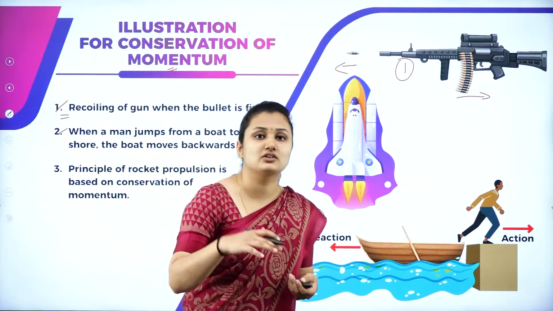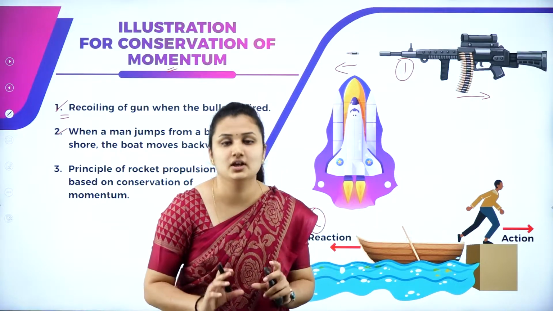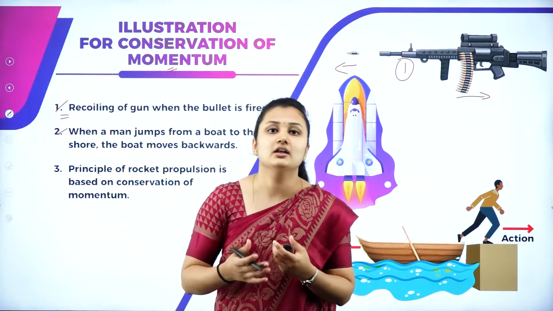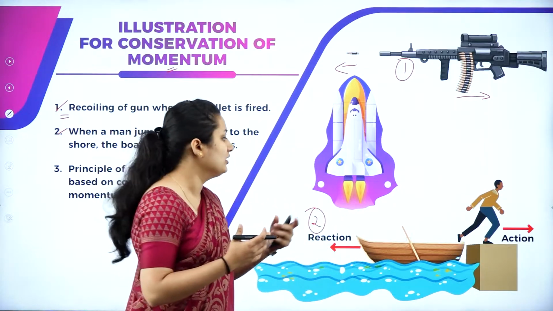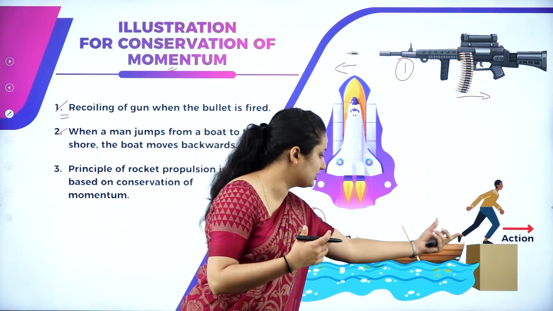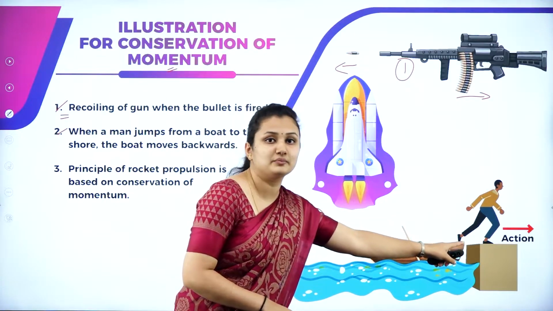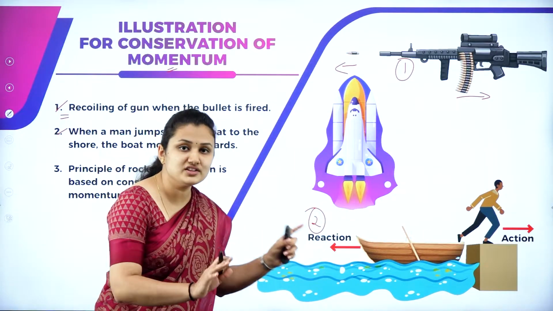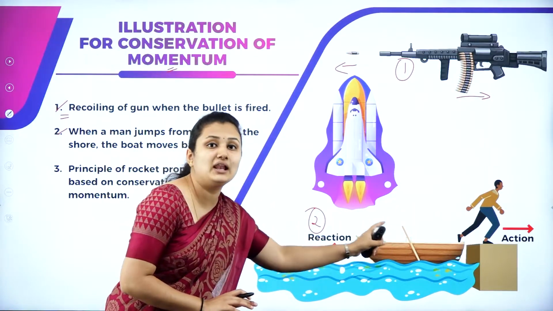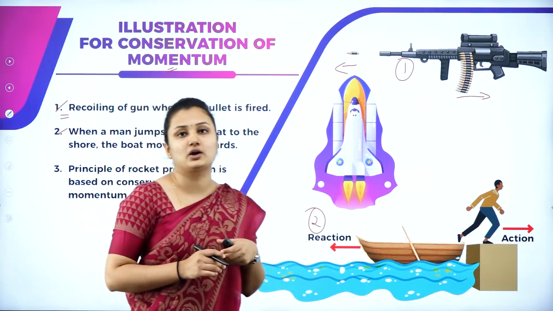Before the man starts to jump, both the boat and the man are at rest. When the man jumps from the boat, he acquires large momentum, so the boat moves with the same and opposite momentum backward. Before jumping from the boat, the total momentum was zero. When the man jumps, he acquires equal and opposite momentum, because of which the boat moves backward.